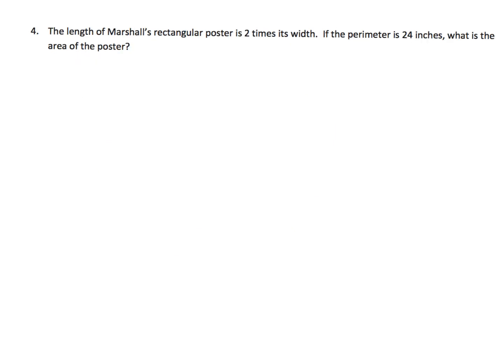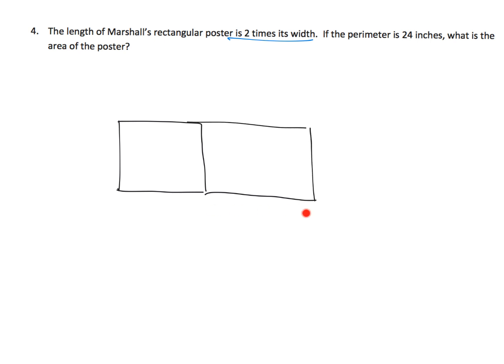And the last problem, the length of Marshall's rectangular poster. The length is 2 times its width. Okay, so what is that going to look like? Well, you have the width, and so the length is 2 times the width. If the perimeter of this whole thing is 24, what is the area of the poster? So we know that the perimeter of this whole thing is 24 inches.